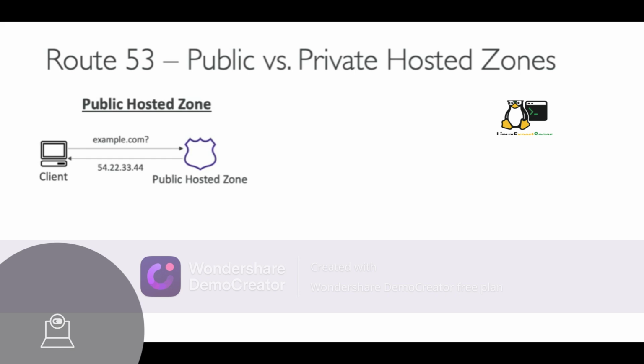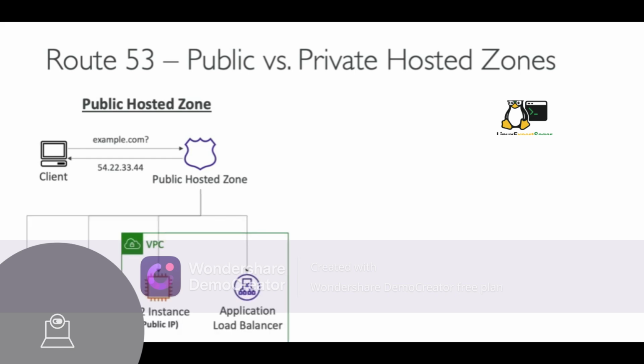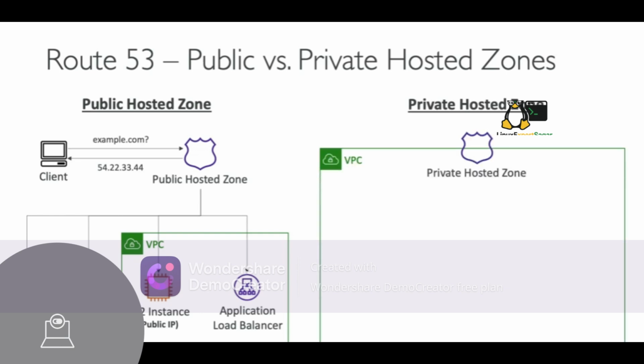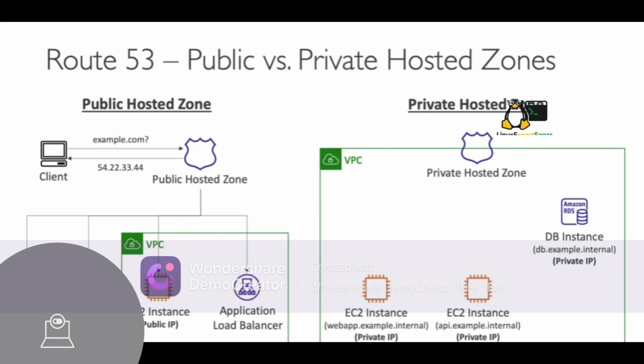A public hosted zone can answer queries from public clients. So any web browser, for example, can say, hey, give me example.com, and then it returns an IP. On the other end, we have the private hosted zone. This lives within your VPC, and it allows you to identify private resources with private domain names. For example, we have one EC2 instance that we want to identify with webapp.example.internal, another EC2 instance that we want to identify with api.example.internal, and then a database we want to identify with database.example.internal. In which case, we're going to register a private hosted zone.